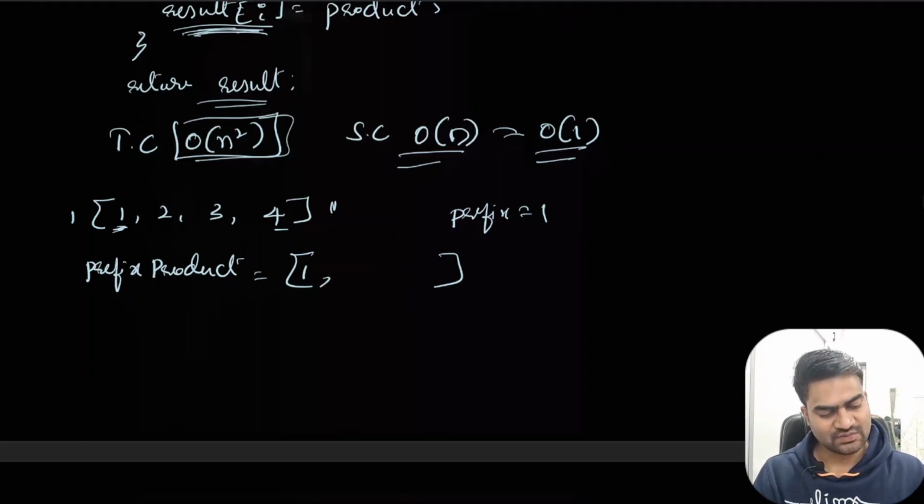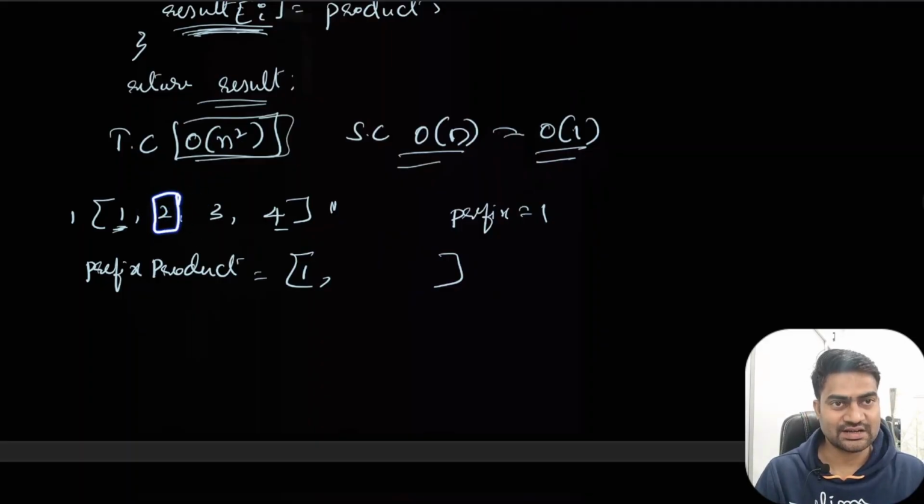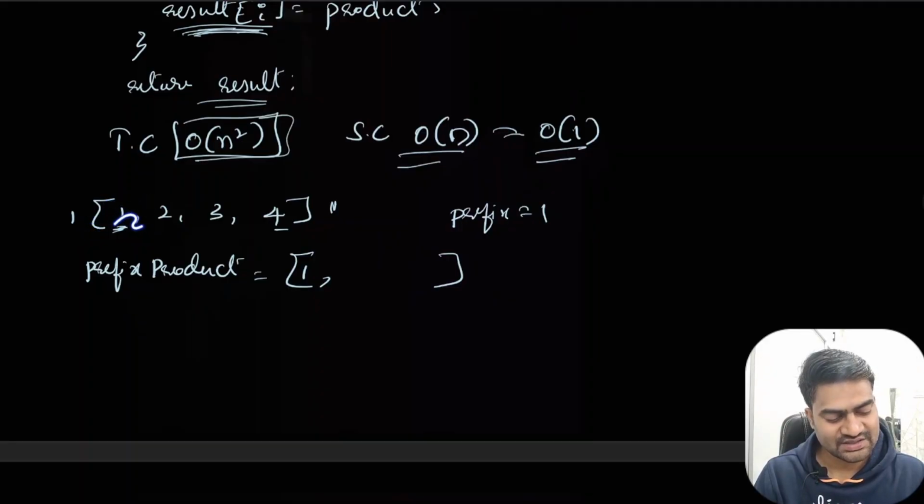Okay, next one, for this particular place, it will be this number and its prefix product, correct, right? So its prefix product is 1 and this number is 1. So 1 into 1 will be 1. So I will take that number and place it here.